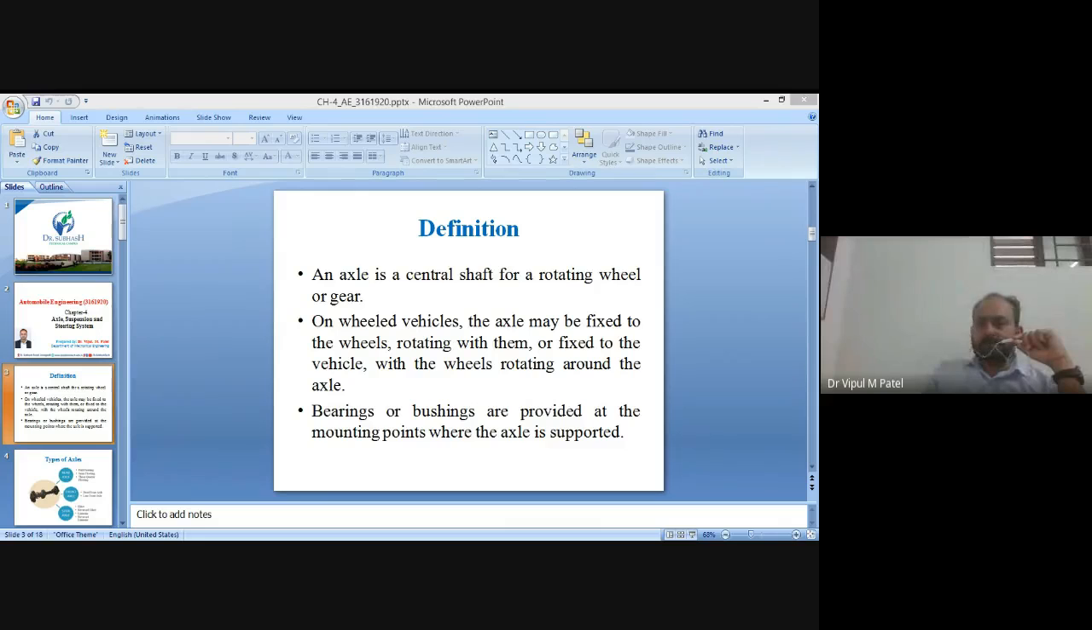If you want to transmit the power from the engine to the gearbox and from the gearbox to the wheel, so if you want to rotate the wheel in the automobile vehicle, then it is necessary to use the axle. So the axle is, one can say, a central shaft for a rotating wheel or gear. With the use of that axle we can rotate the wheel or we can rotate the gear. On a wheeled vehicle the axle may be fixed to the wheels, rotating with them, or fixed to the vehicle with the wheel rotating around the axle.